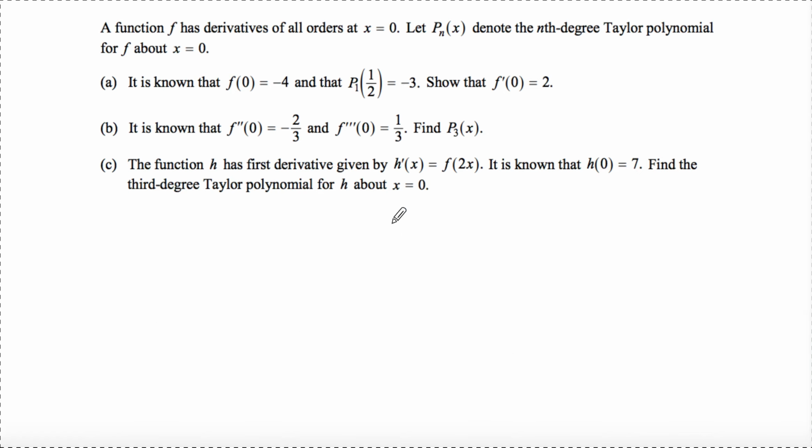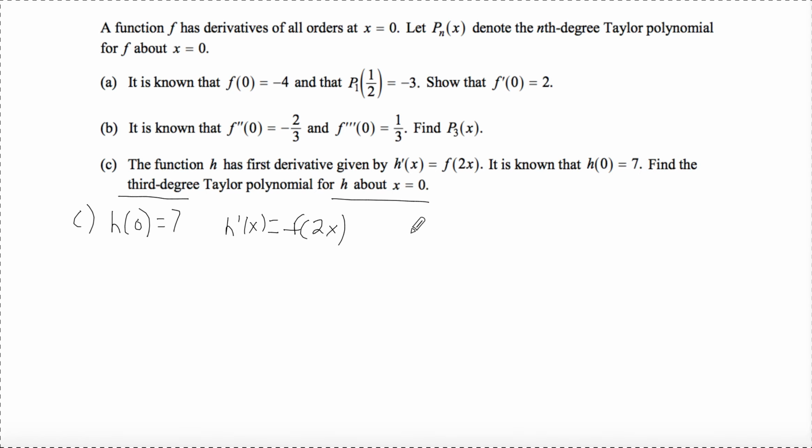All right, part C says the function h has first derivative given by h prime of x is 2x, and it is known that h of 0 is 7. This is starting to set up like another Taylor polynomial, but maybe for h. So I'm going to write down h of 0 is 7. I also know that h prime of x is 2. Ooh, not 2x. It's f of 2x. H prime of x is equal to f of 2x. All right.